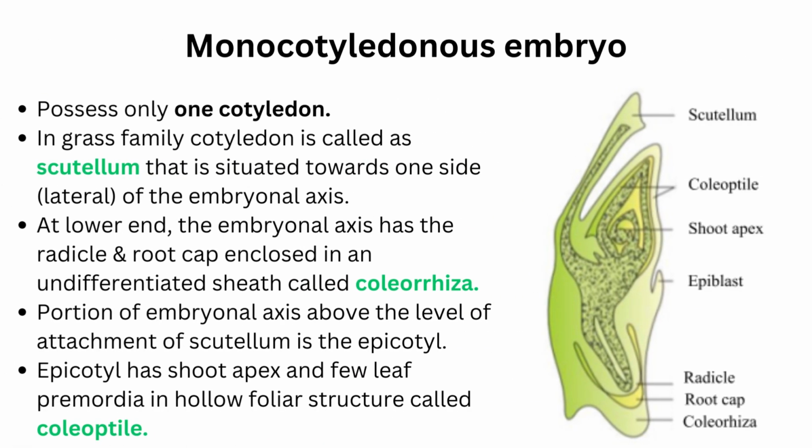Now further we are coming to the monocot embryo. Monocot embryo possesses only one cotyledon. In the grass family, the cotyledon is called scutellum, which is situated towards one lateral side of the embryonal axis. At the lower end, the embryonal axis has a radicle and root cap enclosed in an undifferentiated sheath called coleorhiza. The portion of the embryonal axis above the level of attachment of scutellum is the epicotyl. Epicotyl has the shoot apex and leaf primordia enclosed in a hollow foliar structure called coleoptile.